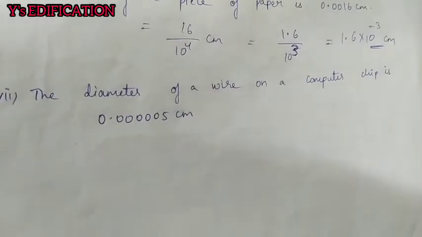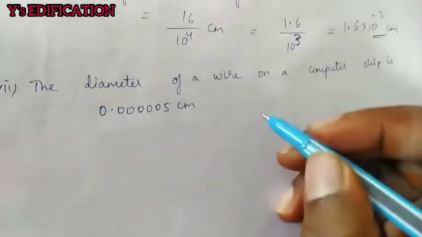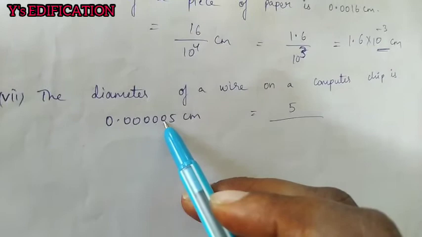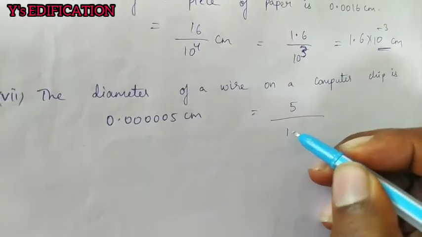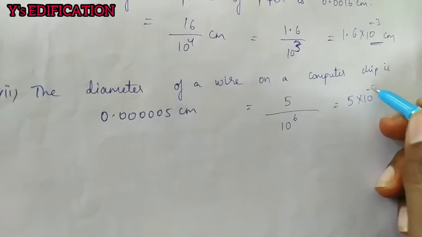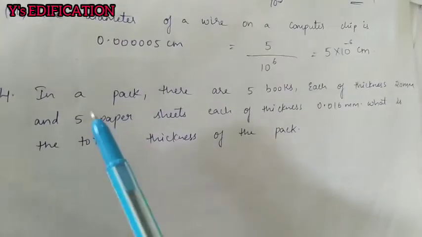The diameter of a wire on a computer chip is 0.000005 centimeters. So I can write it as 5 by 1, 2, 3, 4, 5, 6. So it will become 10 power 6. So I can write this as 5 into 10 power of minus 6 centimeters. Coming to the next question.